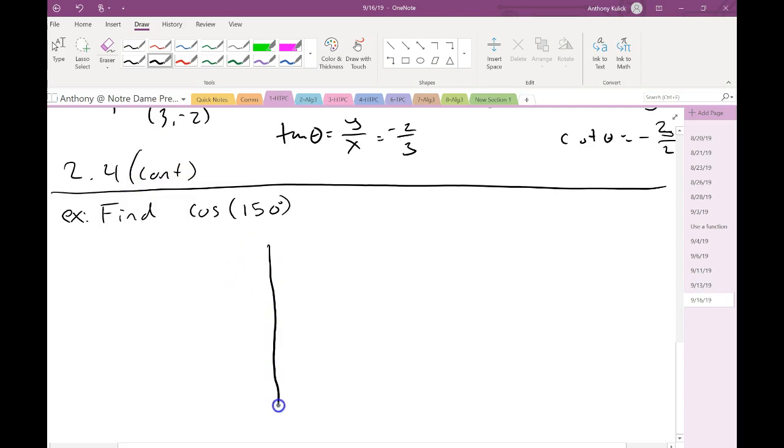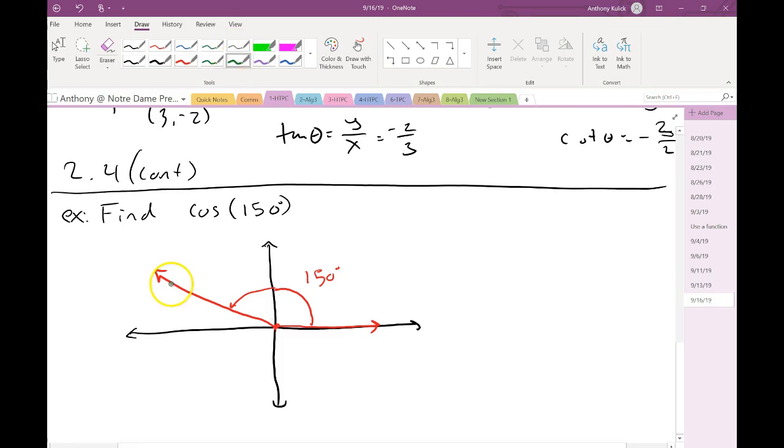So what I'm going to do first is draw a picture of where 150 degrees is. My initial side always lies on the positive x-axis. And then I'm going to go 90 degrees, and then 60 degrees more. And here is my 150 degree angle. Everybody okay with that?